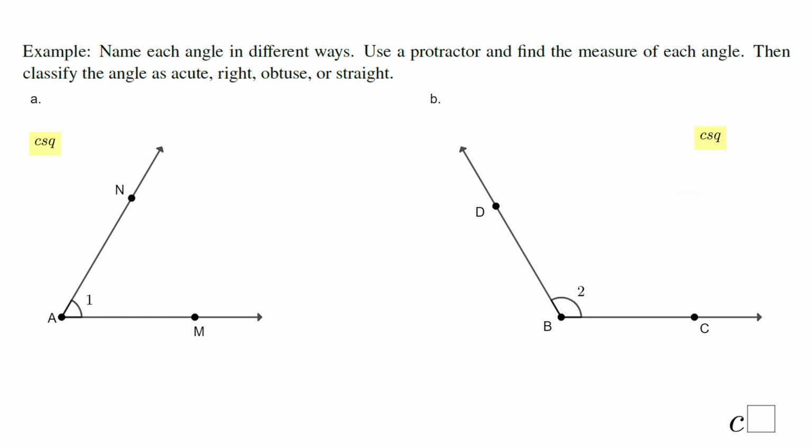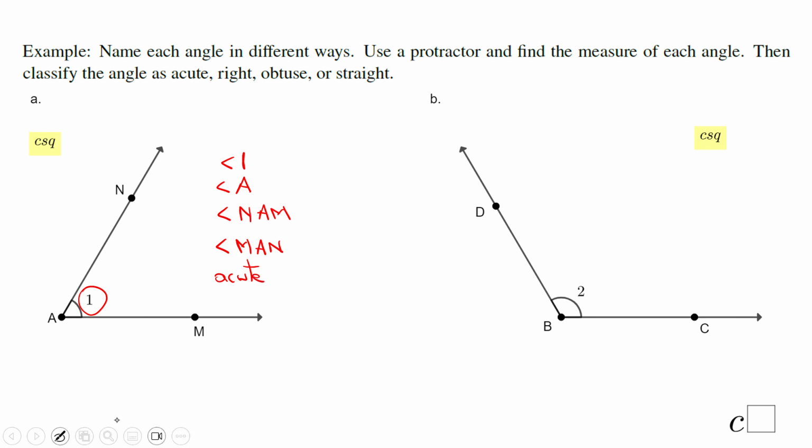We have to name each angle in different ways, and we need to use a protractor to find the measure and classify it as an acute, right, obtuse, or straight angle. So how can I call this angle? I can call it, very simple, angle 1. I can call it angle A, that's okay. I can call it one more way, NAM, and of course I have a fourth way, which is MAN. And this angle, if you take a look, I don't have the protractor here, you'll see it in the next problem, is an acute angle, less than 90.